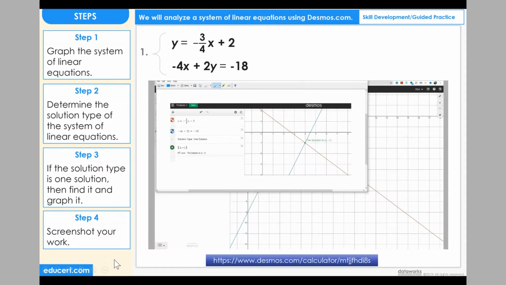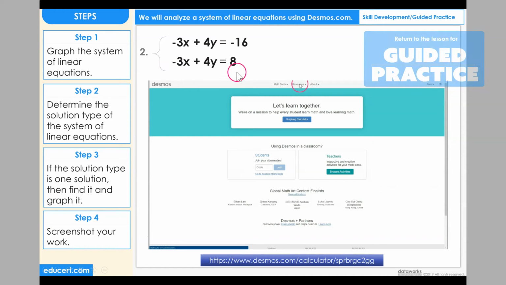You are now ready to analyze a system of linear equations on your own using Desmos.com for problem number 2.